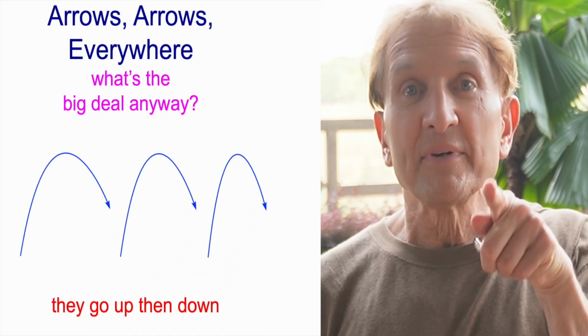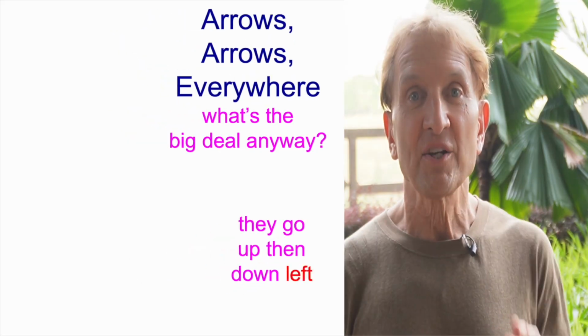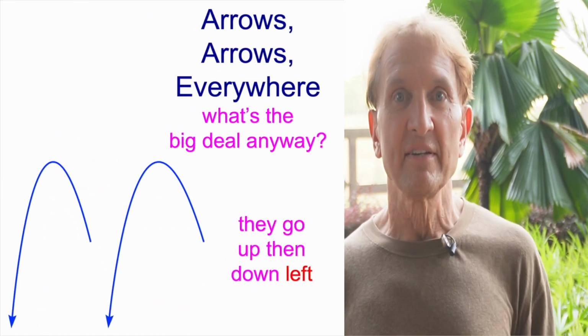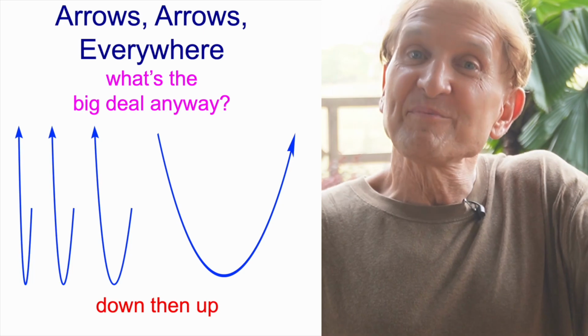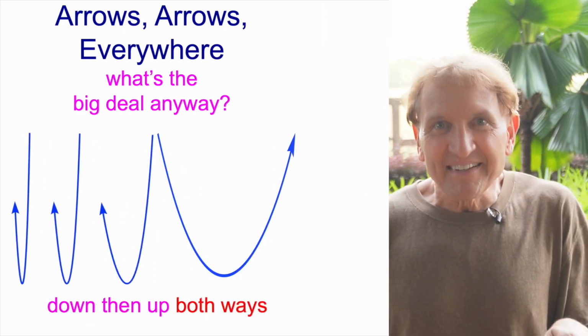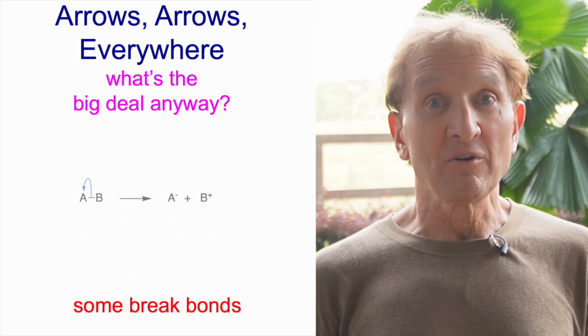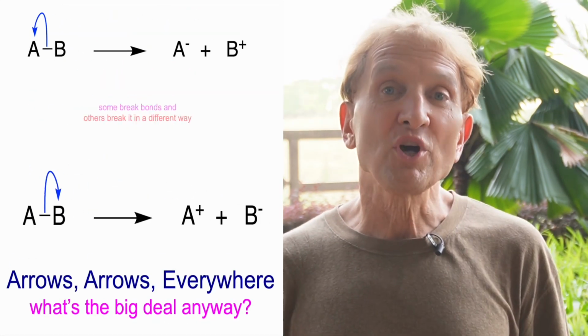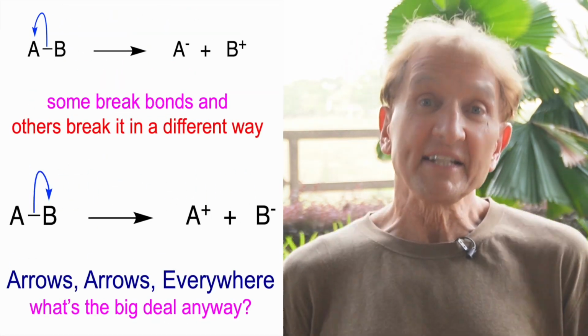They can go up and down to the right. They can go up and down to the left. They can go down and then up to the left. They can go down and then up to the right. Some curly arrows break bonds, and some curly arrows seem to break the bond in a different way.